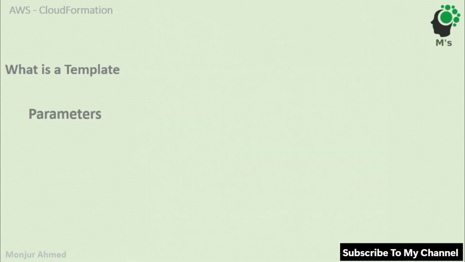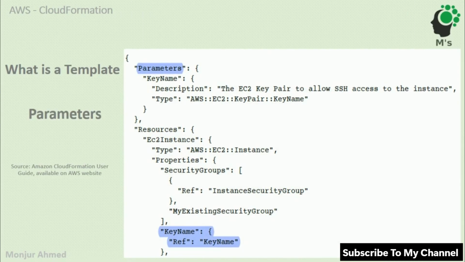Let's see another example, with further explanation on the parameters. Now here you see that if you use the template for one specific region, then you can fix the key name. But if you want to use the template in different locations, then the key pair will be different. In that case, you declare parameters.